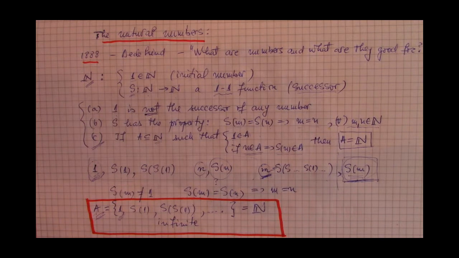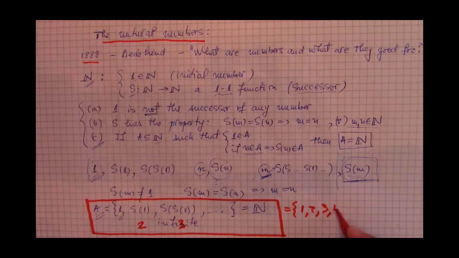Now, one more thing before we finish this video. If we keep having with us this notation S of 1, S of S of 1, S of S of S of 1, and so on and so forth, it's probably very painful to work with this set. So this is why we are going to call S of 1 to be 2, S of S of 1 to be 3, S of S of S of 1 to be 4, and so on. So we do get our set 1, 2, 3, 4, and so on, which is the set of natural numbers.